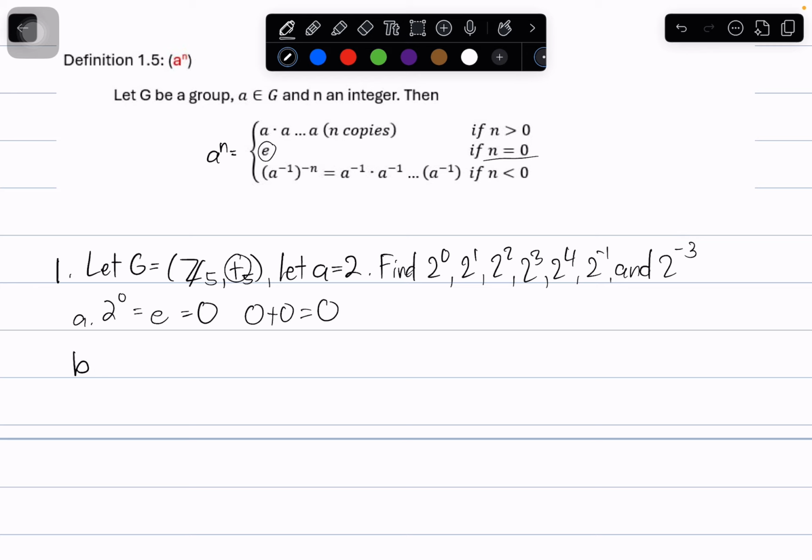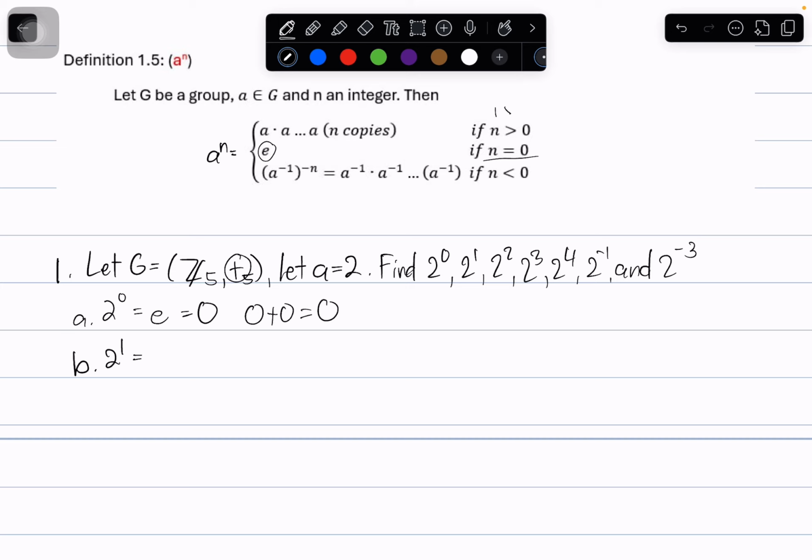Now, let's have b. b is 2 raised to 1. So, to get 2 raised to 1, it will simply mean we will get... And our n is 1.